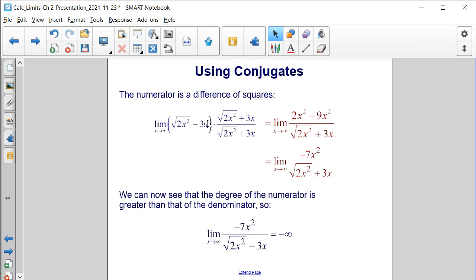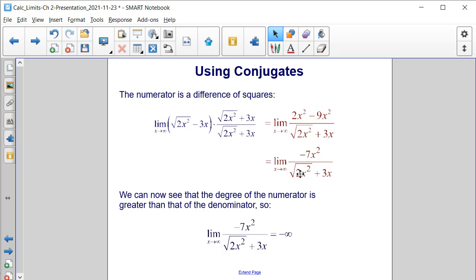The numerator, when we multiply, consists of a difference of squares. So we would end up getting 2x squared minus 9x squared. The middle terms would cancel out, so we don't necessarily have to write them. And then the denominator would be the square root of 2x squared, and then plus 3x would be outside of the root. And now if we take this rational expression, it simplifies to negative 7x squared because these top two terms are like terms. And now we can take the limit of negative 7x squared divided by the quantity square root of 2x squared, finish the radical, plus 3x.